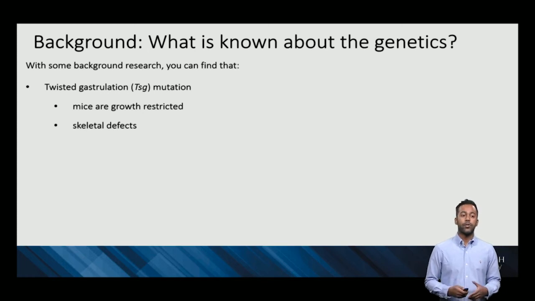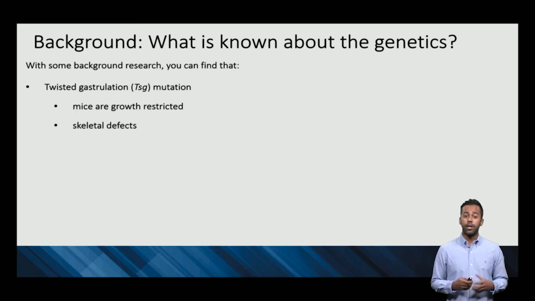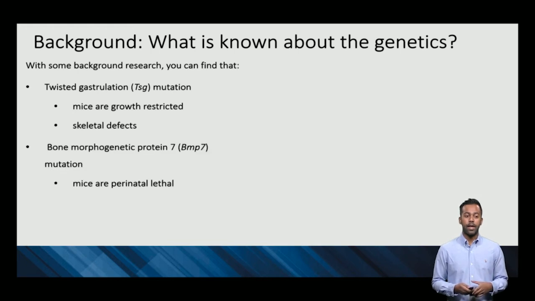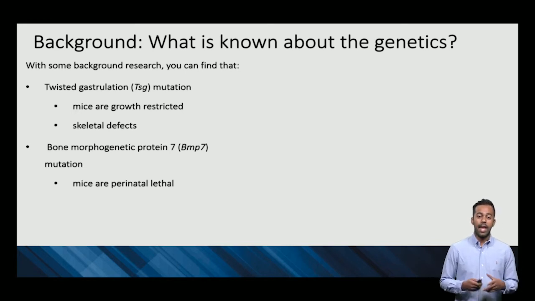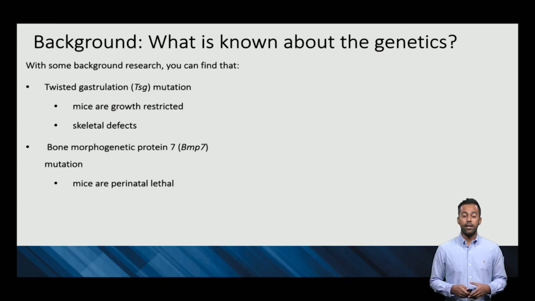Mutation in this gene results in mice that are quite small and growth restricted. It also results in mice that have skeletal abnormalities or skeletal defects. The second candidate gene is BMP7 or bone morphogenic protein, and you might be familiar with this signaling protein as it's been mentioned in a few of your lectures so far. And mice that have a mutation in this gene, in both alleles, usually result in being perinatal lethal, which means that they don't survive throughout gestation and are usually born preterm or stillborn.